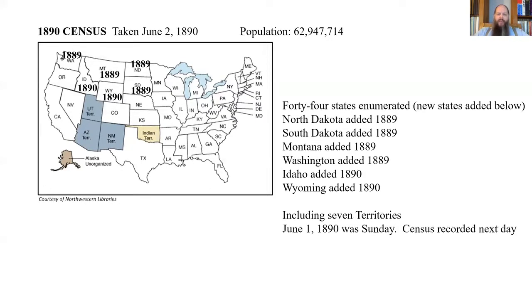Montana was also added, as well as Washington, the same year in 1889. Idaho was added in 1890. And finally, Wyoming was added in 1890 as well. This also included several territories. June 1st, again, was a Sunday. And just to recap, the census was recorded on the following day.